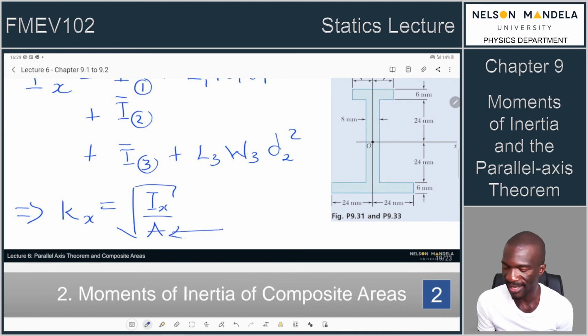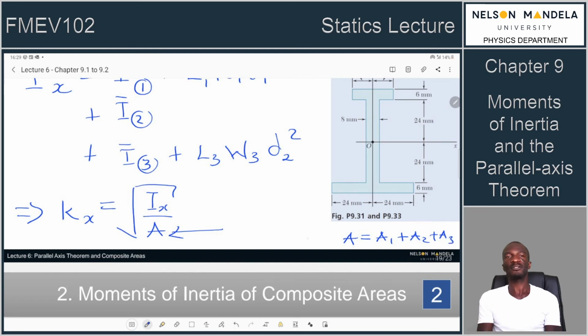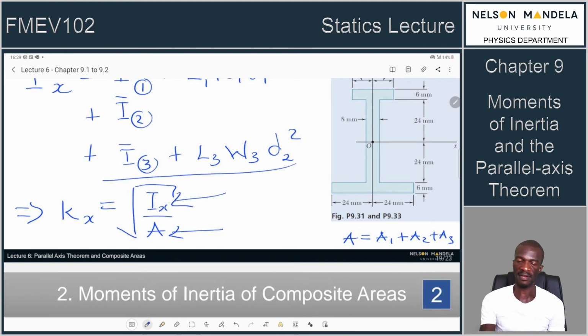How do you find the area? The area is simply equal to area section 1 plus area section 2 plus area section 3, which are simple length times width calculations. So you can find your radius of gyration. This you had already found in this calculation.